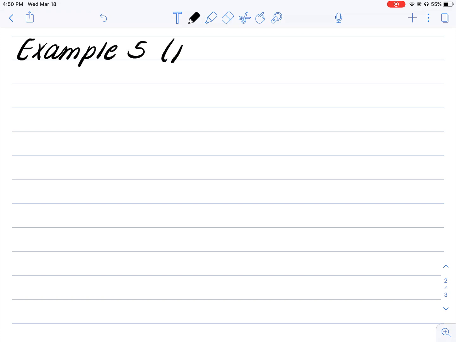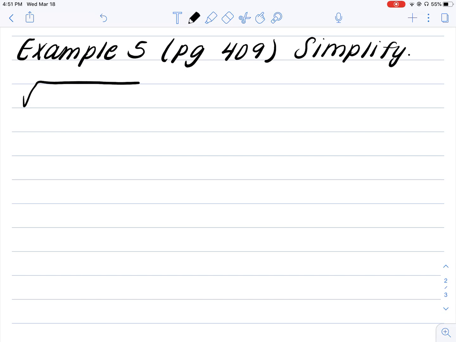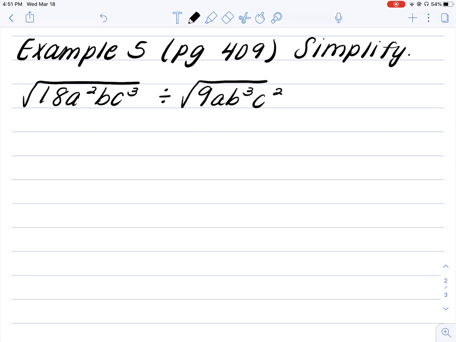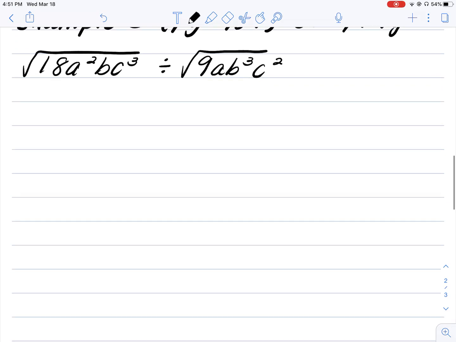And this is actually on a new page. This is on page 409. Okay? And it says, again, simplify, but what are we simplifying? It wants us to simplify the square root of 18a squared bc3 divided by 9ab3c2.